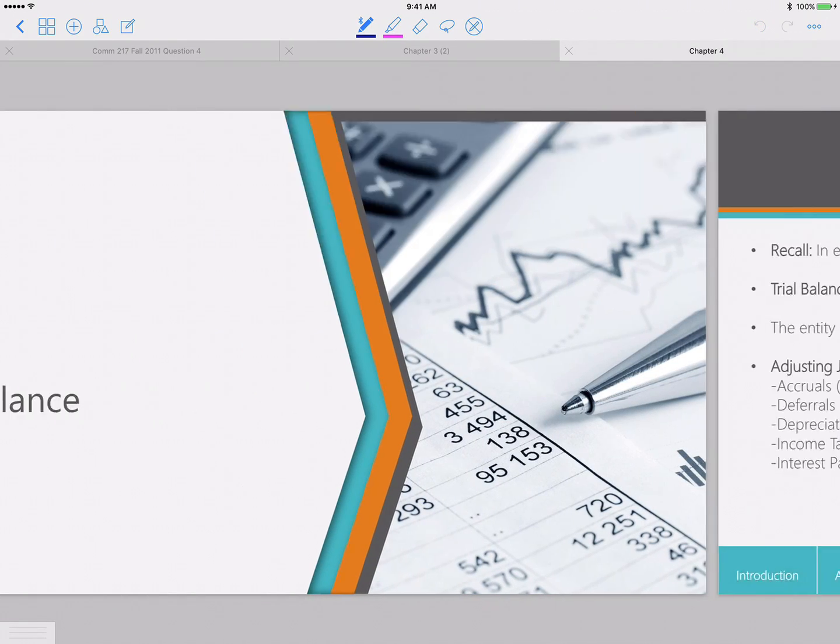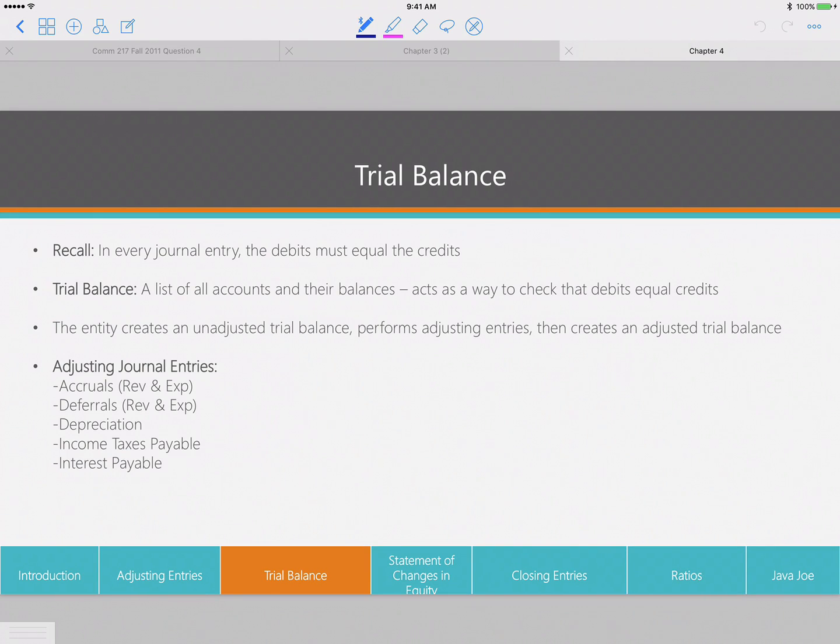So let's talk about our trial balance. If you recall, in every journal entry, the amount of debits must equal the credits. Also, assets must stay in balance with liabilities and equity. So the trial balance is a list of all the accounts that we have and their balances, and it acts as a way to check that debits equal credits. So the entity will create an unadjusted trial balance before doing adjusting entries. So we add up all of our accounts, then we perform our adjusting entries, and we would use this to create our adjusted trial balance.